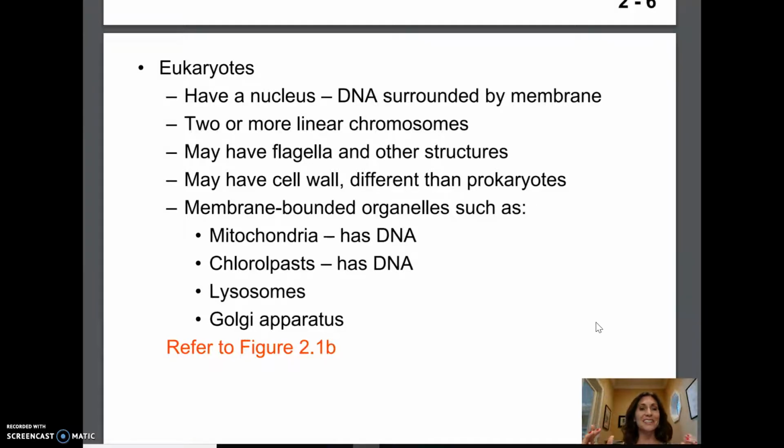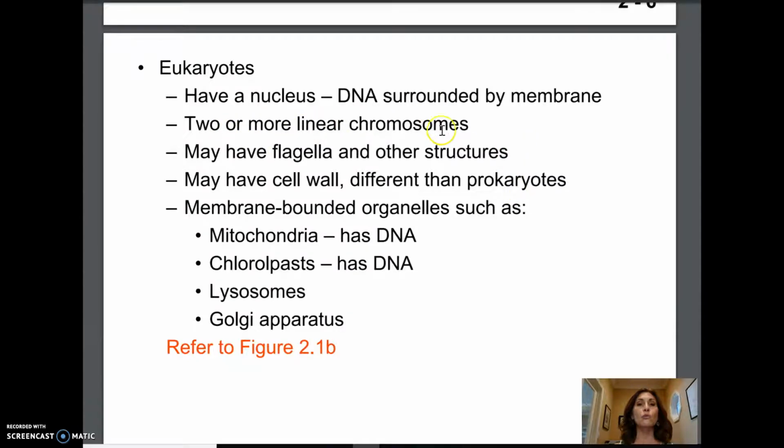And interestingly, when we say membrane, a membrane is a membrane is a membrane. It's a phospholipid bilayer. So, in addition to having a nucleus that's surrounded by a membrane or a phospholipid bilayer, eukaryotic cells have an outer membrane. Some may have a cell wall, but the cell wall is different from prokaryotic cells. That cell wall, typically you're going to find in plants or in fungal cells. They may have a flagella and other structures.